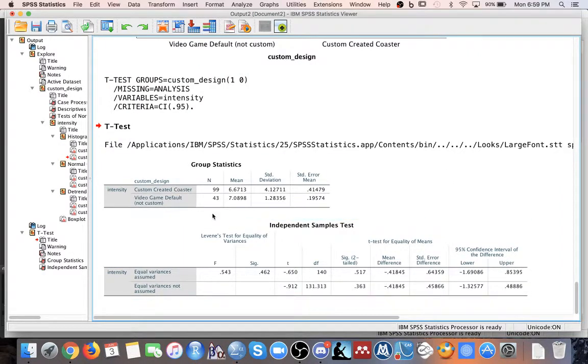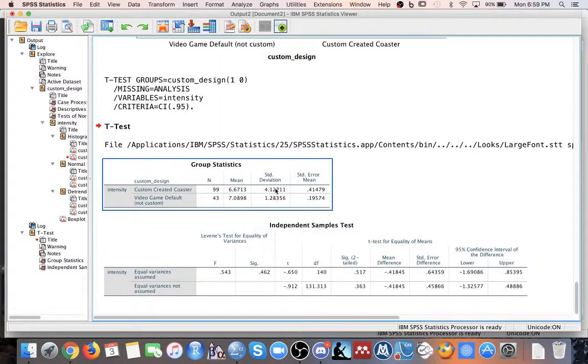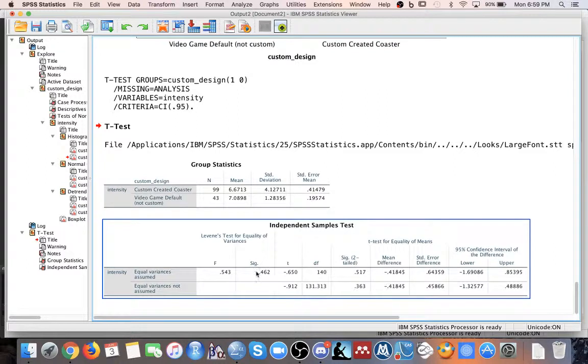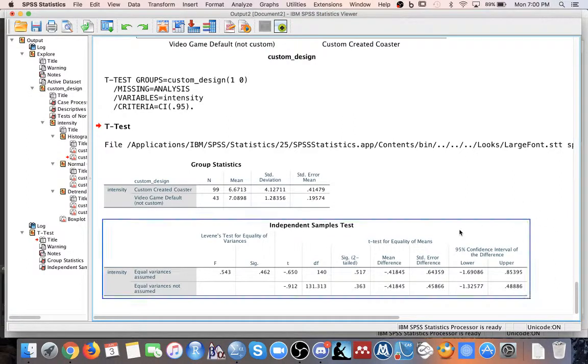So here, you can now see the test for equality of variances, with a significance of 0.462. That's the p-value. And if you look at the standard deviations, they look really different. It turns out they're not as different as they appear. Part of that is because the variances being compared factor in the sample sizes.